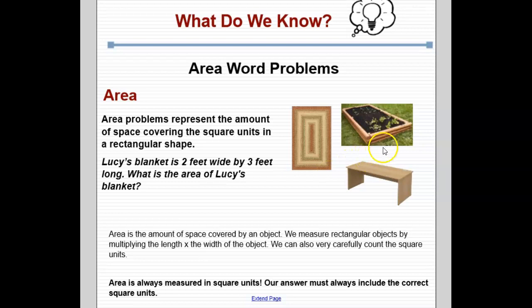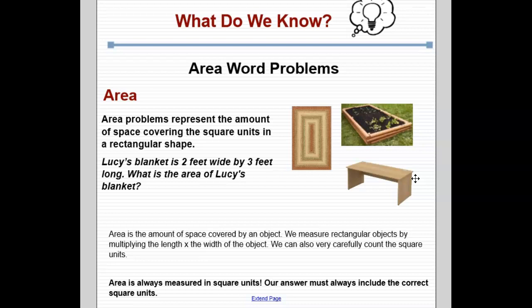You could also use area to determine the amount of soil you need to cover your garden bed if it's a rectangle. Or if you needed to get a new tablecloth for your rectangular table, you would need to determine the area of that table by measuring the length and width and multiplying those together so you can figure out how much space needs to be covered.